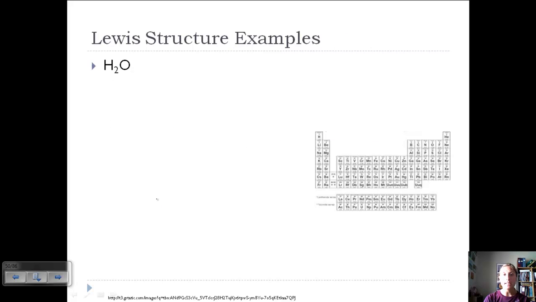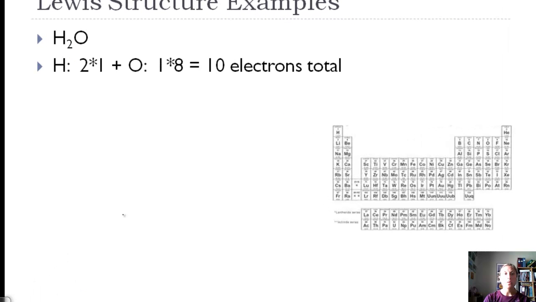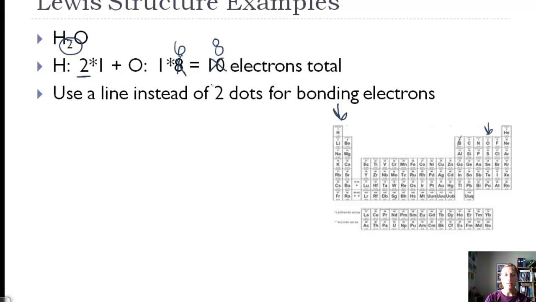So let's look at an example. We've got H2O, or water. Hydrogen is in group 1, so we know it contributes 1 valence electron. Because there are 2 of them, we multiply by 2, so we get 2 times 1, plus oxygen's electrons, which are 1, 2, 3, 4, 5, 6. Ooh, I see a mistake. That shouldn't be an 8. That should be a 6. And so we have 2 plus 6, giving us 8 electrons total.